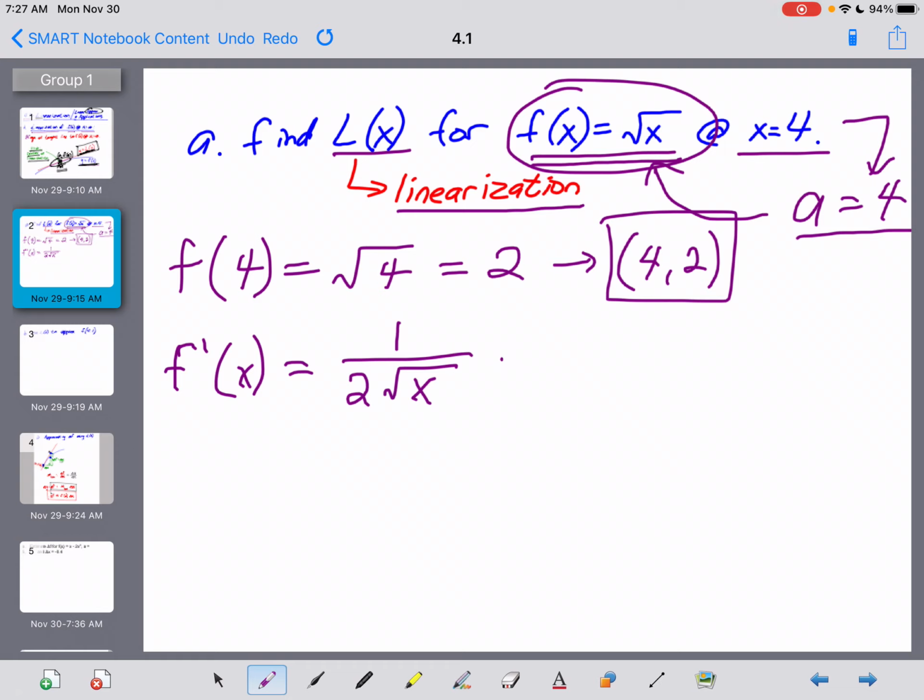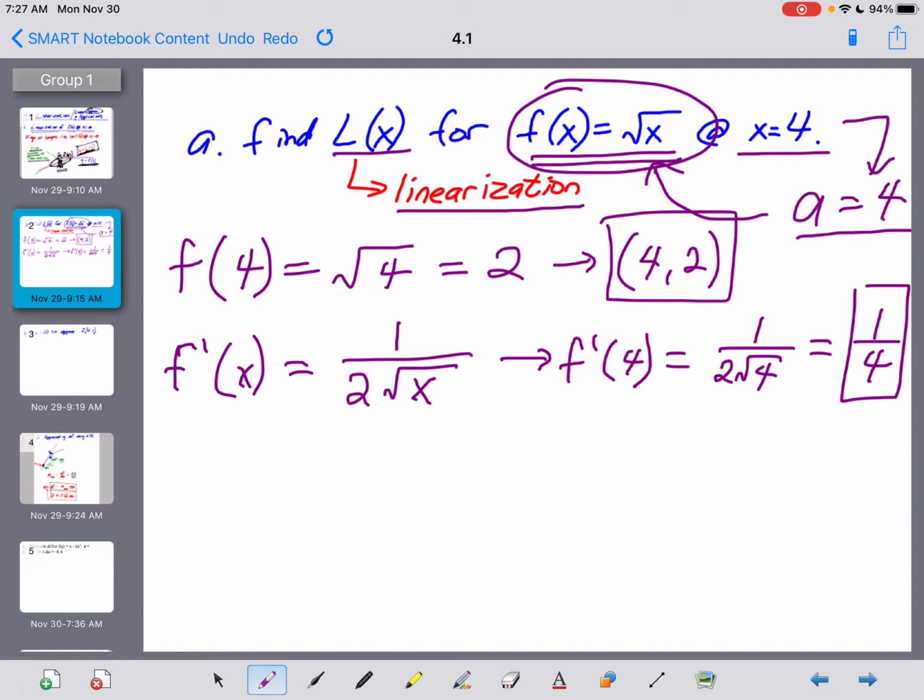And then from there, everybody, now that we know that, we can go ahead and evaluate f prime of 4 to be 1 over 2 times the square root of 4. Well, that's a 2 times 2 on the bottom. That's going to end up with a 1/4 right there. And that, everybody, f prime of 4 is the slope of your tangent. So if you look at the two things that I have boxed up, here's your point of tangency, and here's the slope of your tangent.